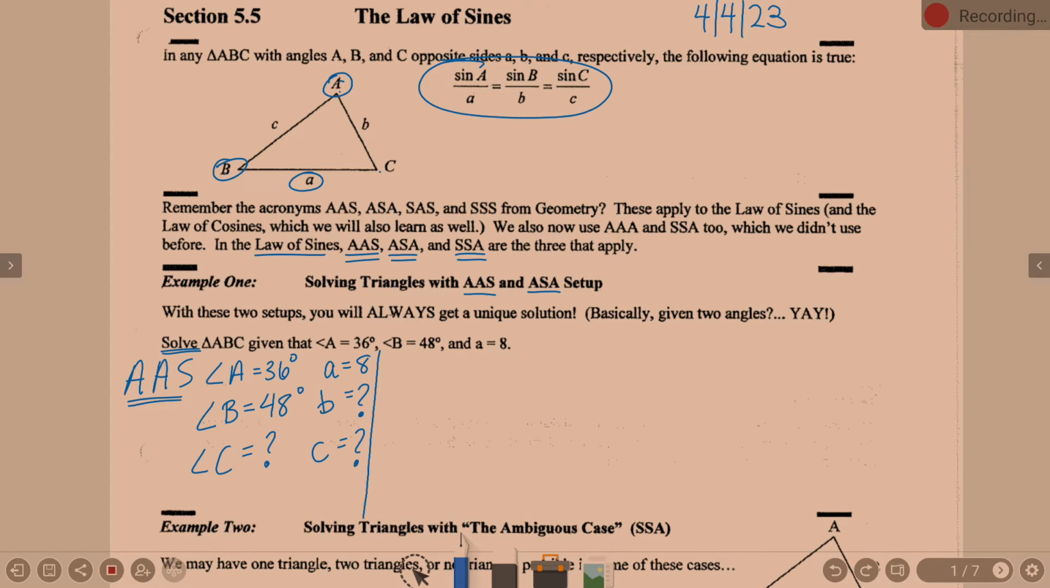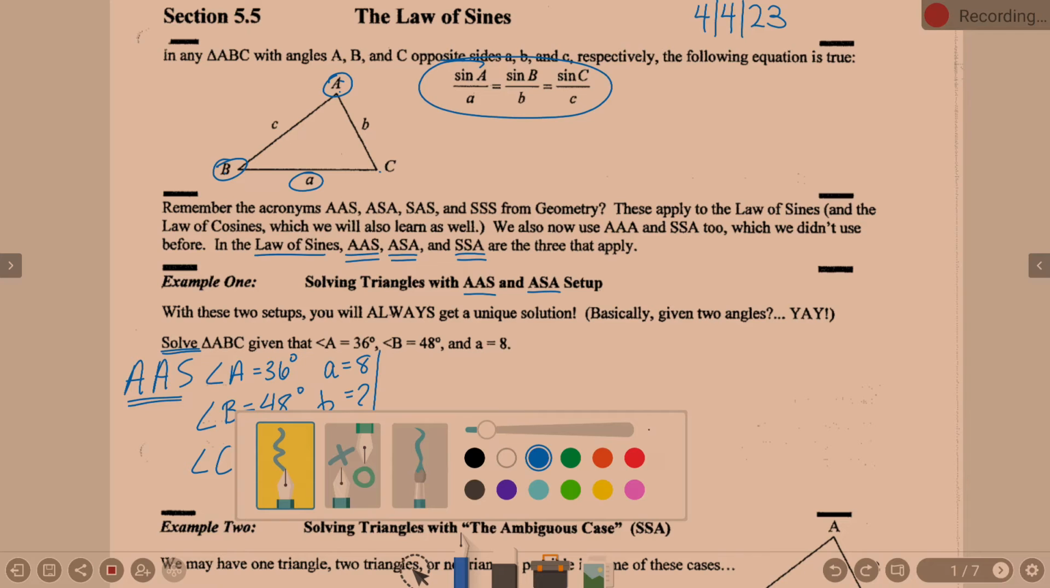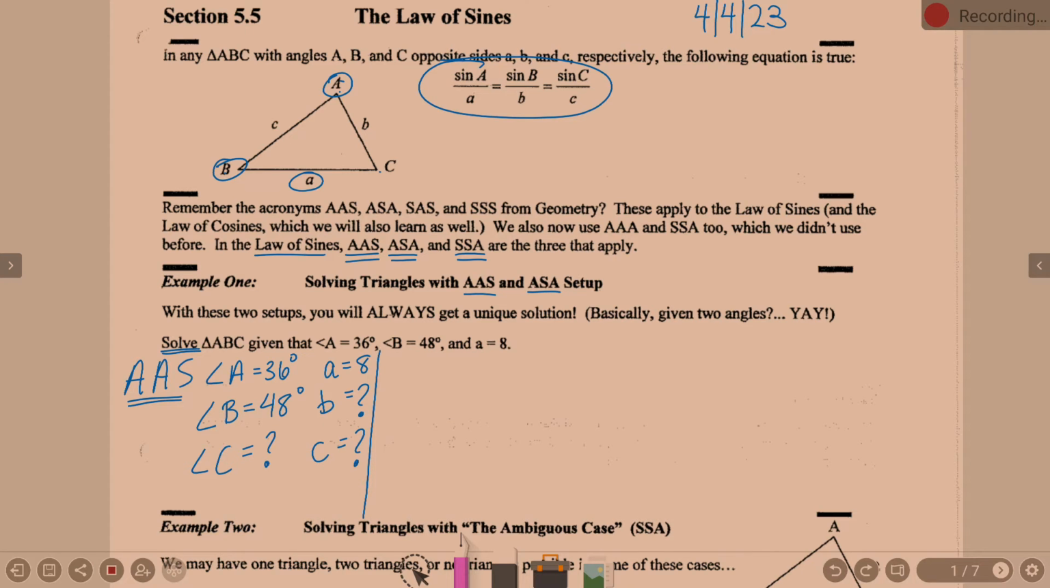Okay, guys, you know what to do first. What do we do first? Find the angle. Because the three angles in a triangle always add up to be 180 degrees. So I can say angle A plus angle B plus angle C equals 180 degrees. Old news, yes? And so with that in mind, 36 degrees plus 48 degrees plus some angle C is 180 degrees.